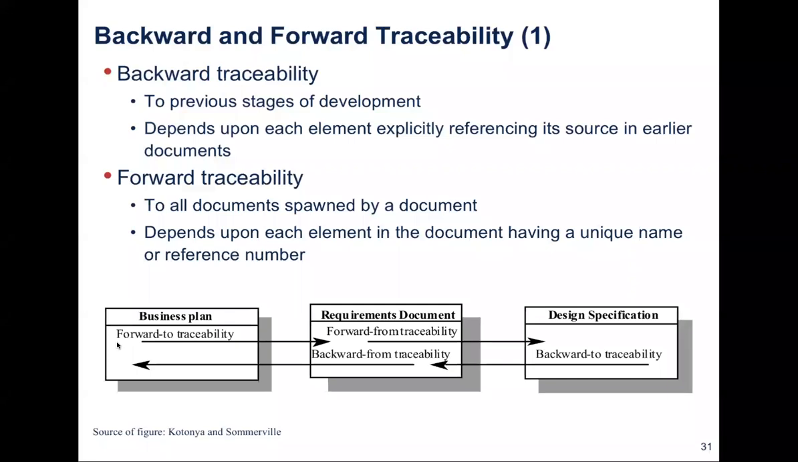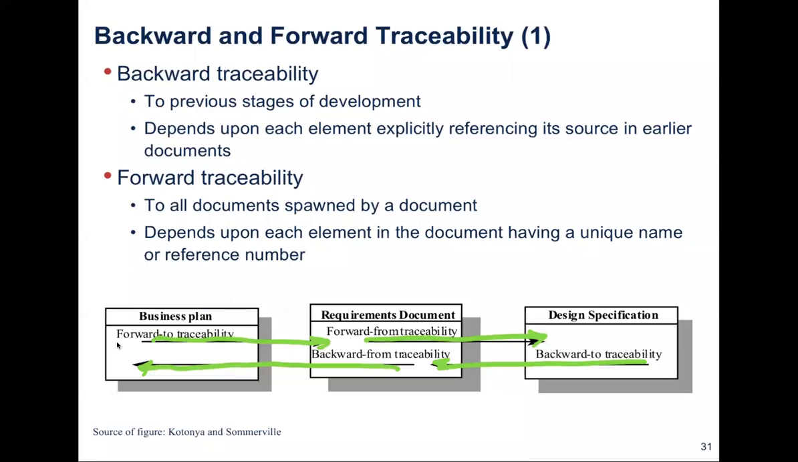So as you can see here, for forward traceability, we start with the business plan, and then we trace the requirement in the requirement documentation, and then we trace the requirement forward in the design specification. If you look at backward traceability, you go backward to previous stages of the development. So I'm going to go backward to the requirement documentation and do traceability on the requirements. And finally, if there is a need, I will go to the business plan and trace the life cycle of my requirement.